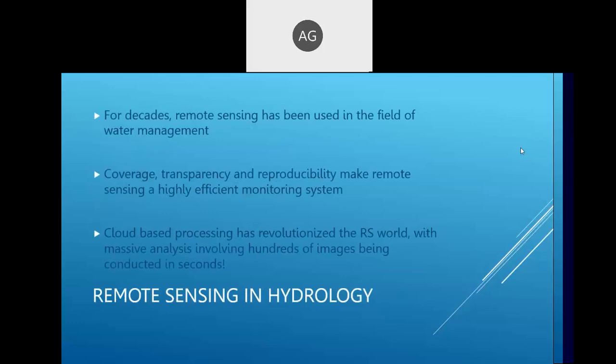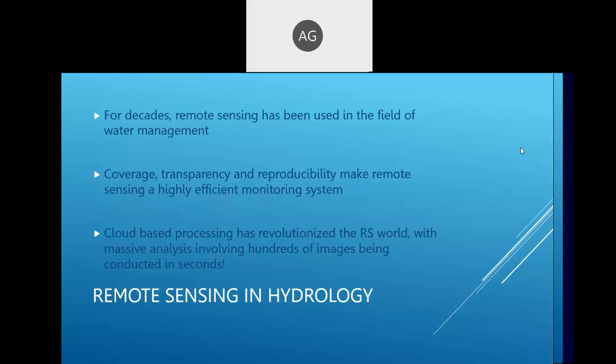Then we have to turn to remote sensing. For decades, remote sensing has been used in the field of water management, of course. Coverage, transparency, and reproducibility. The satellite images cover every inch of the Earth's surface, of course. By transparency and reproducibility, I mean that the algorithms that we'll be using today can be used by any of you for your own areas, and similar, comparable results can be obtained. So this is the reproducibility I'm talking about, which makes remote sensing a highly efficient monitoring system.